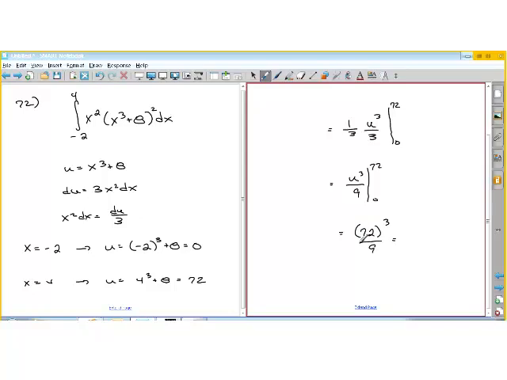72 cubed, that's a big number. Hopefully I did this right. Yeah, it's a big number. Okay, so 72 to the 3rd power divided by 9. So we get 41,472. And that is what the answer is in the book, so it must be right. Not always true, but that.